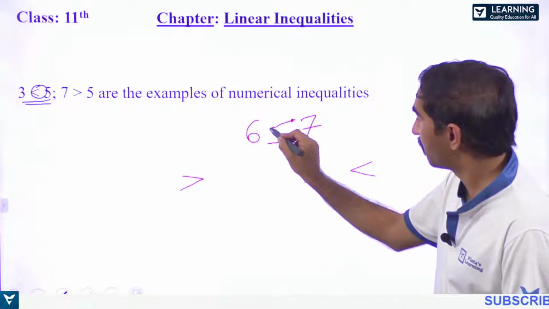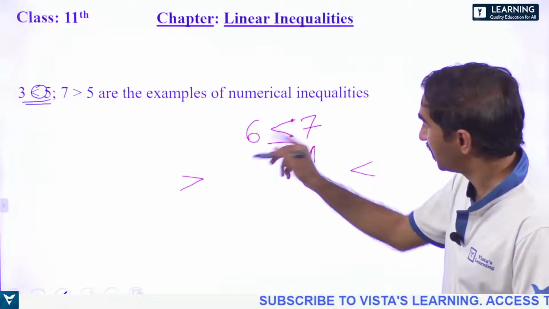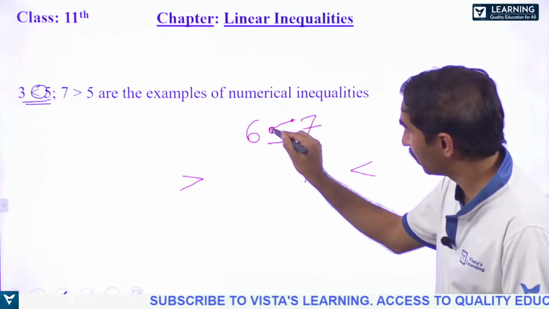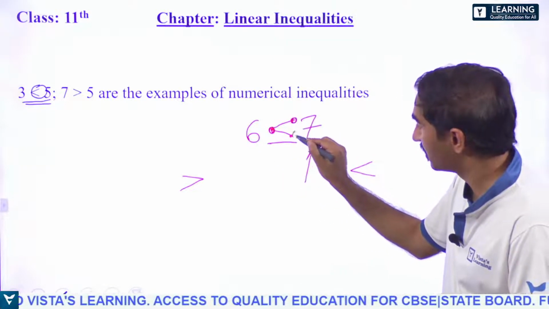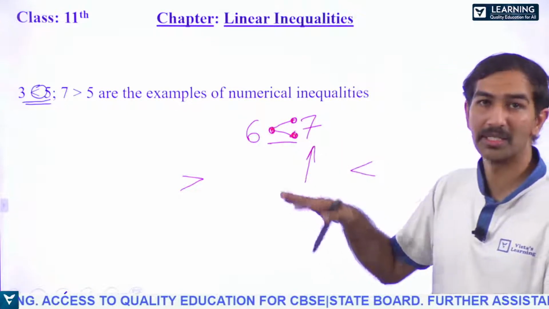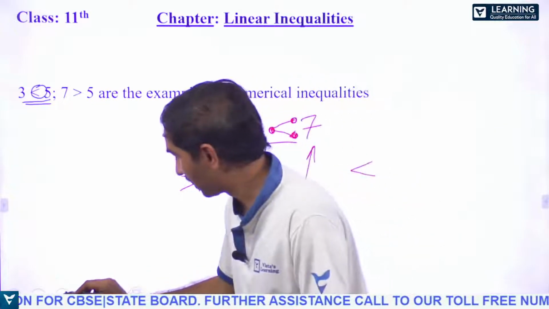Now try to join the points. So 7 is greater than 6. Whichever side we have only 1 point, that is smaller, and whichever side we have 2 points like this, that is greater. So you can just remember it like this. All right, you can make a note of that as well.